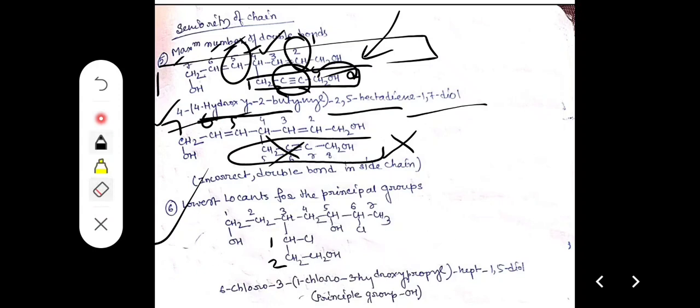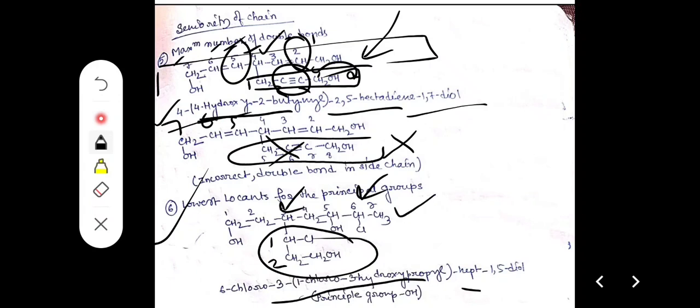Okay. So 6-chloro because the 6 position has the chlorine group. Then the 3 position has the whole unit, that must be 1-chloro-3-hydroxypropyl. Then hept, because 7 carbons are there. So hept-1,5-diol because the 1 position and 5 position have the OH group. Okay. That's why hept-1,5-diol.